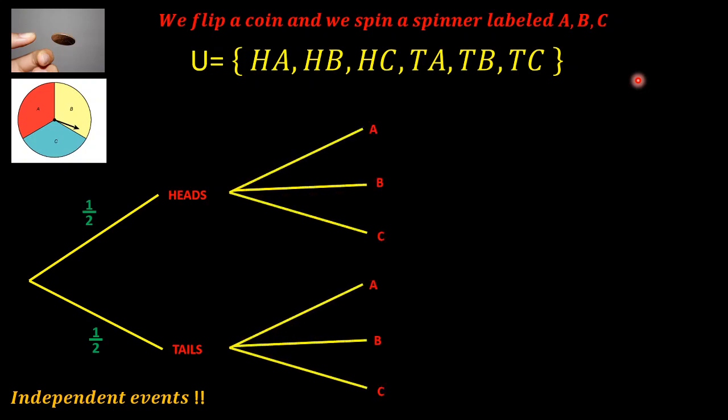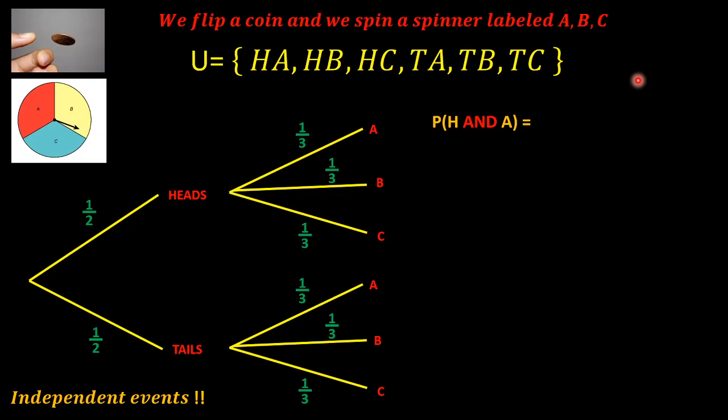Now, if I perform the experiment, all of these are the possible outcomes. I can get heads and A, heads and B, heads and C, tails A, tails B, tails C. Now, a tree diagram displaying that would look like this. I fill in the probabilities, heads and tails, and then we spin the spinner, A, B, C. And as we said, a third everywhere.